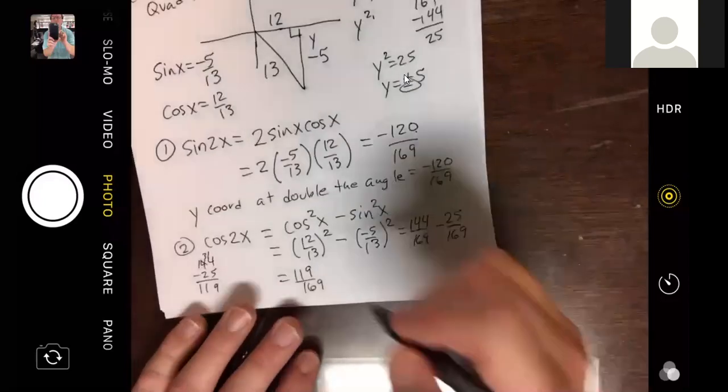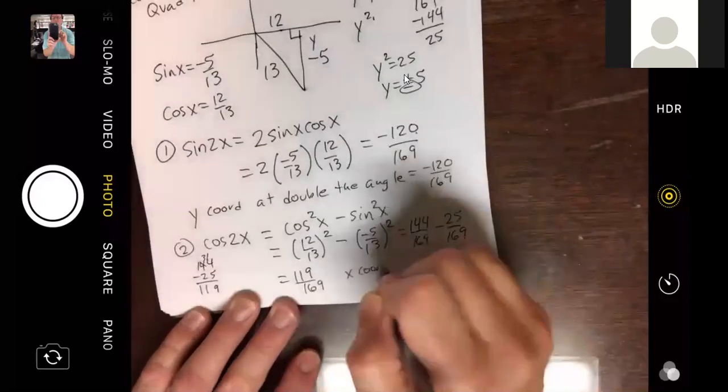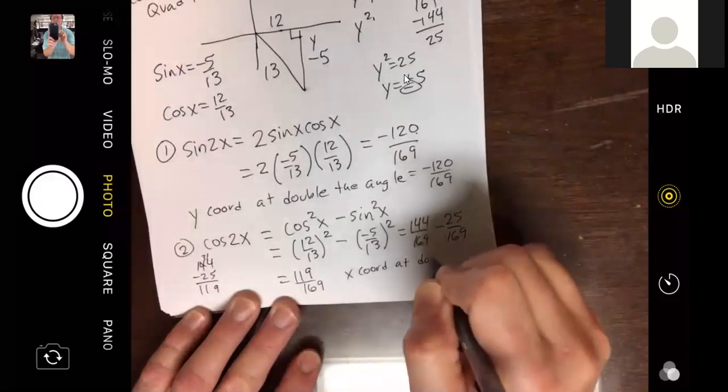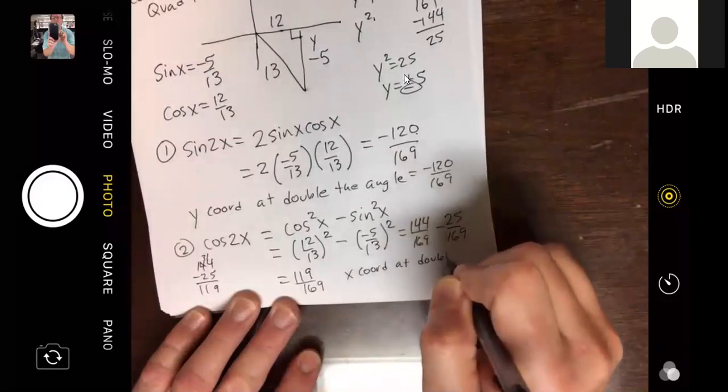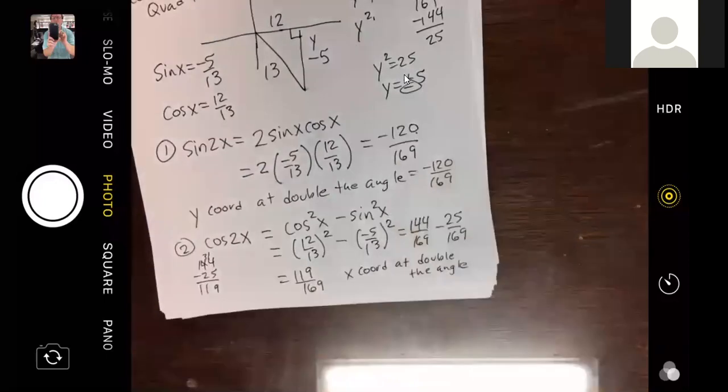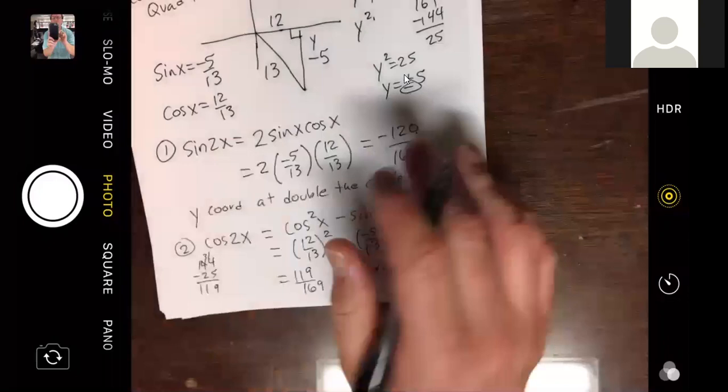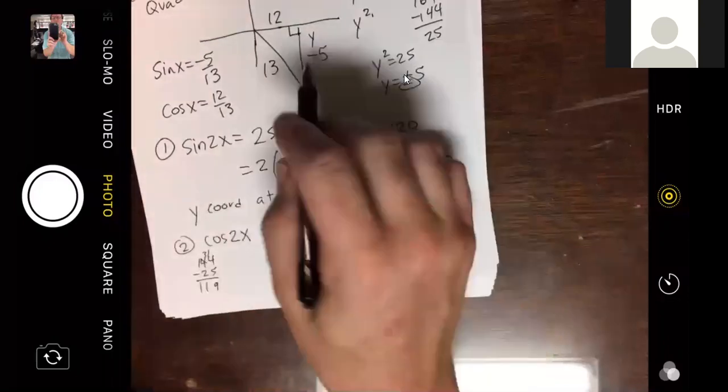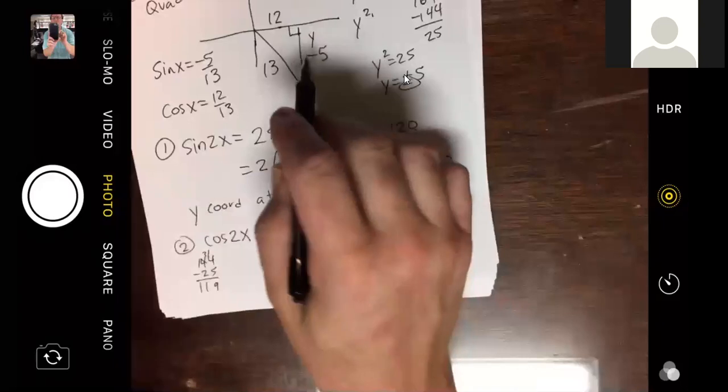This is your x coordinate at double the angle. So it's really a matter of working your way around the triangle, being able to write down what you need for these formulas and plug and chug into the formulas.